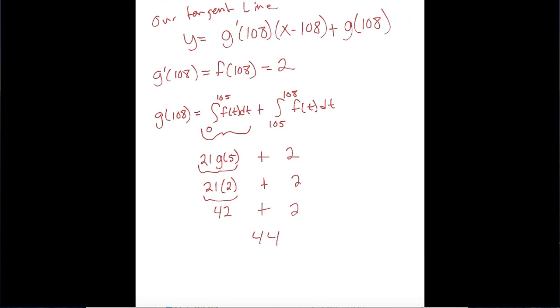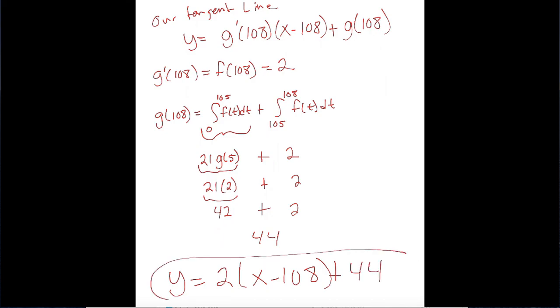So then we just plug in our values to get our tangent line. That means our answer is y equals 2 times x minus 108 plus 44. That right there is our tangent line. Coming up with that is the last 3 points.